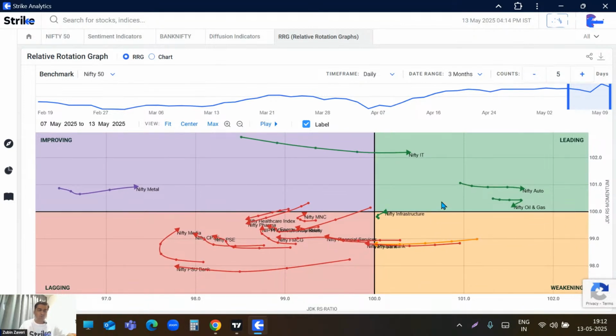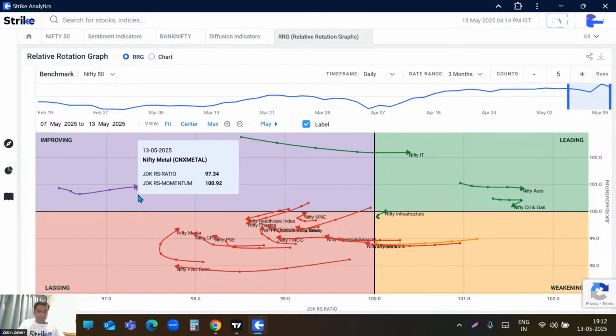Now for those who don't know how to use RRG, let me explain in a very simple format. On the y-axis we have something called RS momentum, relative strength momentum. If any arrow is sloping upwards, it means that the momentum is increasing. If the arrow is sloping downwards, it means the momentum is decreasing. On the x-axis we have something called RS ratio, which means relative strength ratio. Compared to what? A ratio is always a comparison.